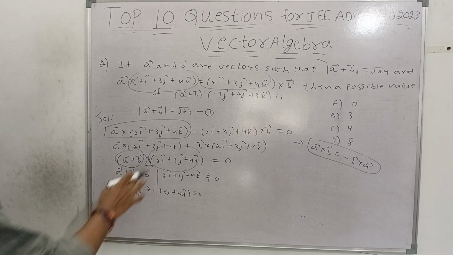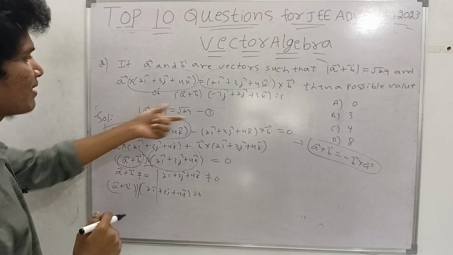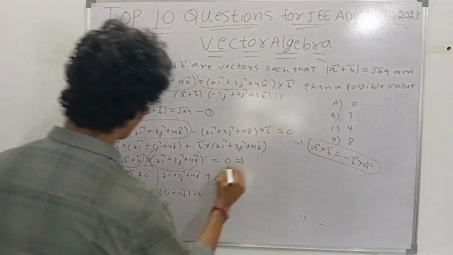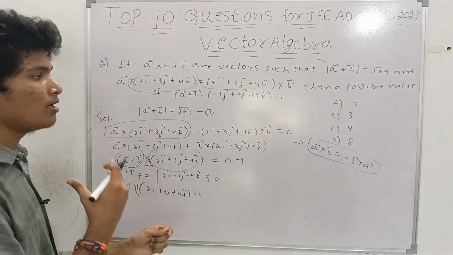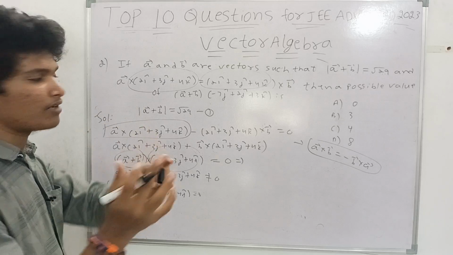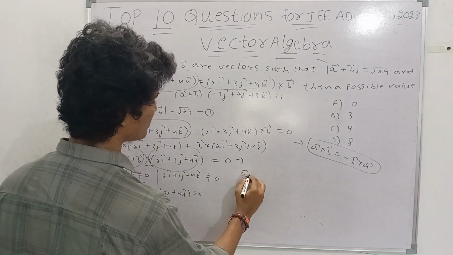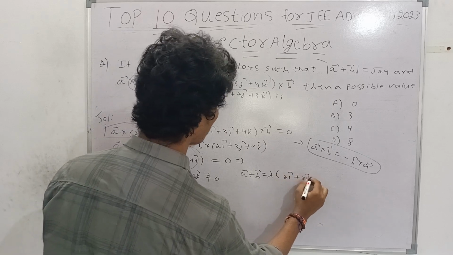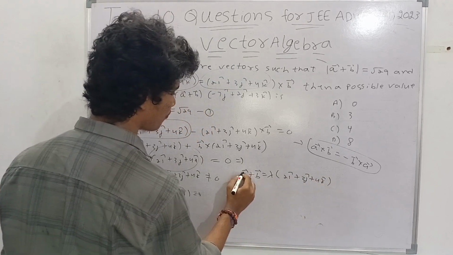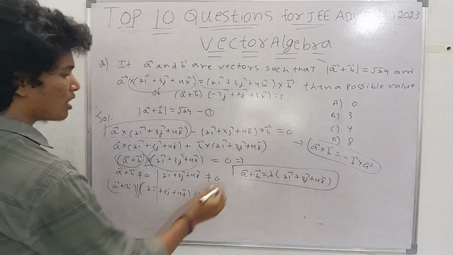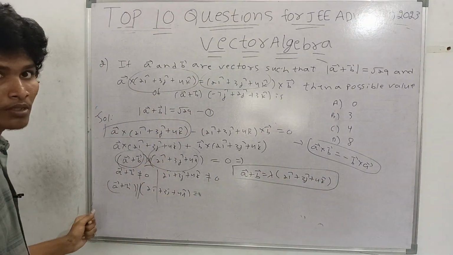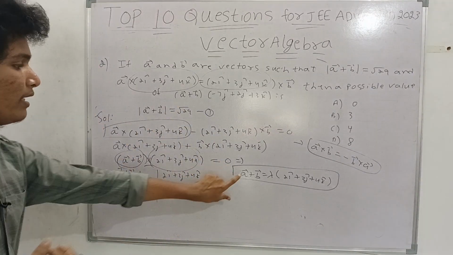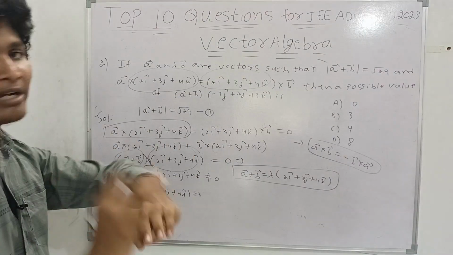And now what they are asking is a bar plus b bar dot 7j cap. Suppose these two things are parallel, what can we infer from this? If two vectors are parallel, I can write one vector as lambda times another vector. So a bar plus b bar I can write as lambda times 2i cap plus 3j cap plus 4k cap. This point is very important because we got that the two vectors are parallel. When two vectors are parallel, we can write one vector as lambda times the other vector.